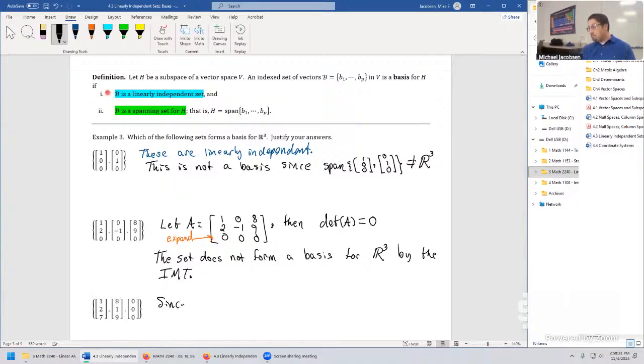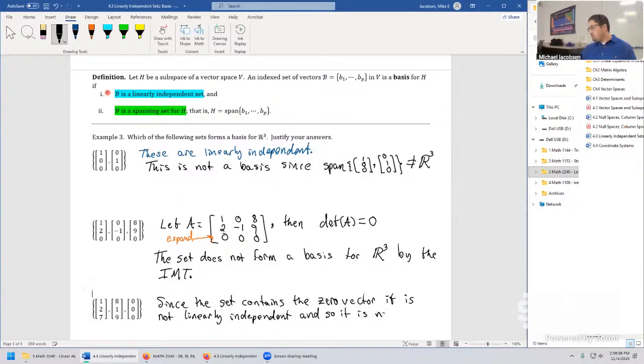Since the set contains the 0 vector, it is not linearly independent. And so it is not a basis.